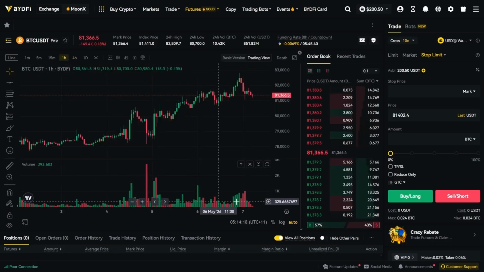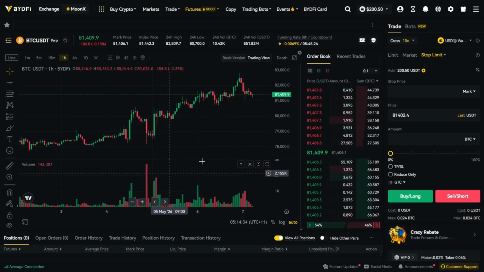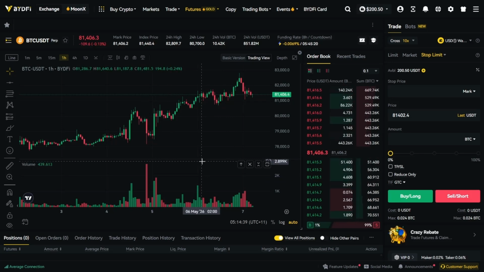At the bottom is where you'll see trading volume. This shows how much buying and selling activity is happening. Higher volume means stronger moves, while lower volume can mean weaker momentum.